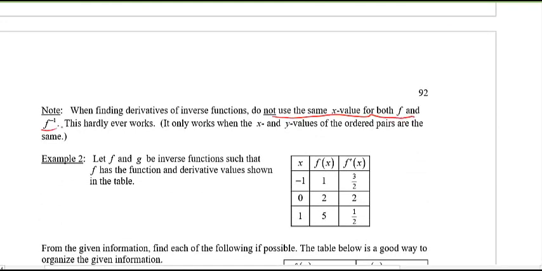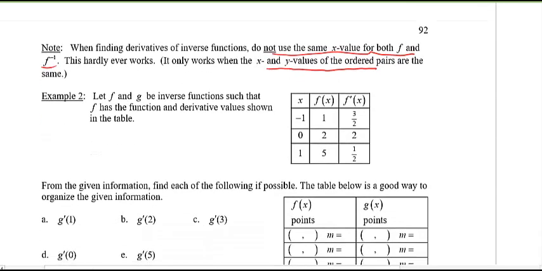Now you could, because it does work in one small scenario, and that scenario of course is when the x and y values actually are the same, but most of the time your questions will not be like that. Okay? Now let's look at example number 2 then. So here I've got two functions, f and g. They are inverses, such that f has the function and derivative values shown in the table. In this one I didn't give you the actual equation, but I gave you data from a table. So from the given information, can you find each of the following values if possible?